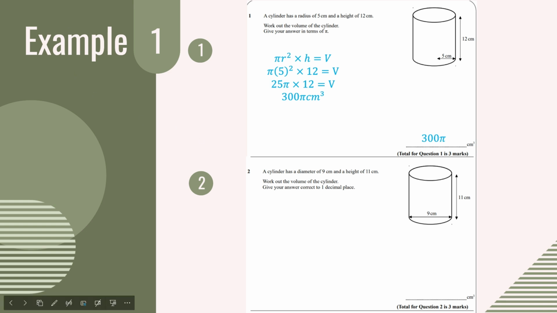In our second question, it says the cylinder has a diameter of 9 centimeters and a height of 11 centimeters. We're asked to work out the volume of the cylinder and to give your answer correct to one decimal place. So here, we would have to use the calculator to get to one decimal place. However, we're given the diameter of the cylinder and not the radius. So first, let's convert our diameter into the radius. As we know, the radius is half of the diameter, so it equals 4.5 centimeters.